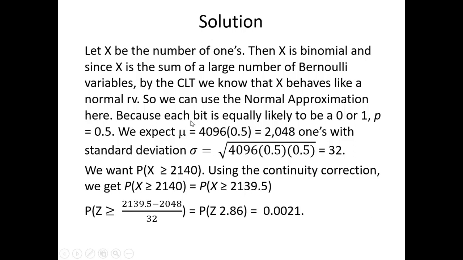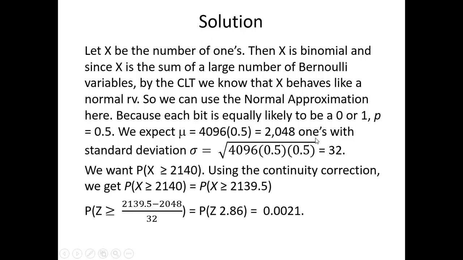Because each bit is equally likely to be a 0 or a 1, the probability it's a 1 is 0.5. Right? We can think of a 1 as a success here. Probability of success is 0.5. So we expect an average of, think of this as n times p, 2,048 ones.